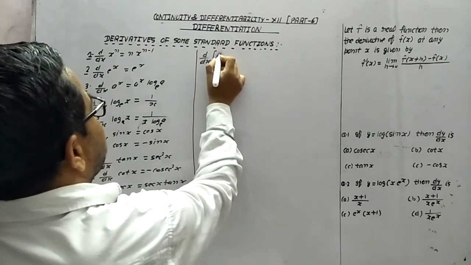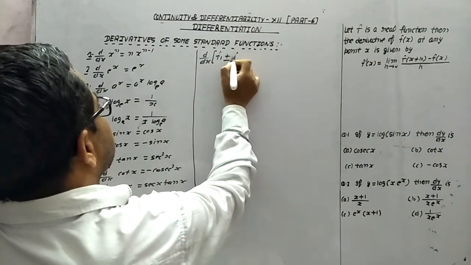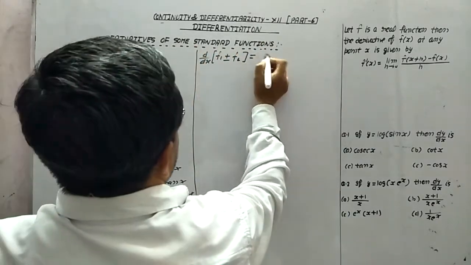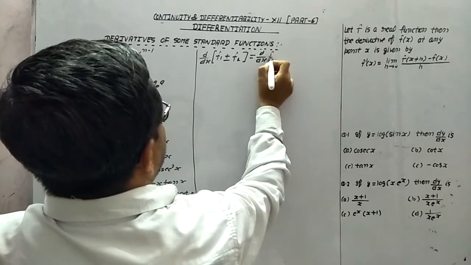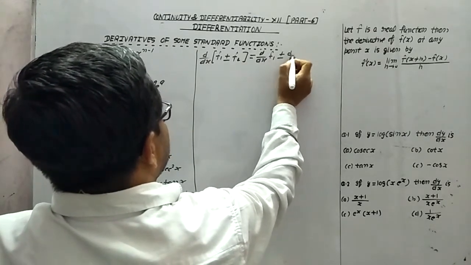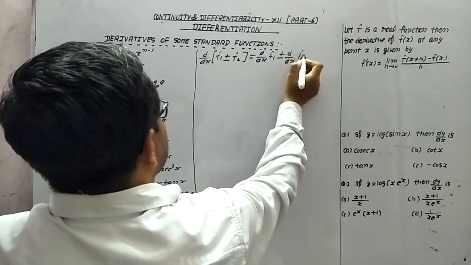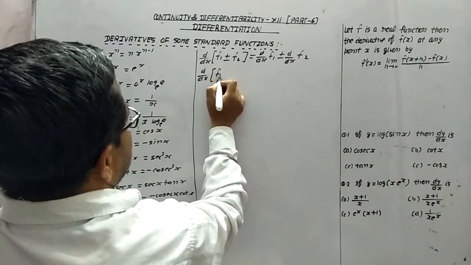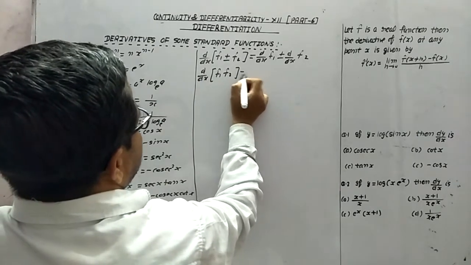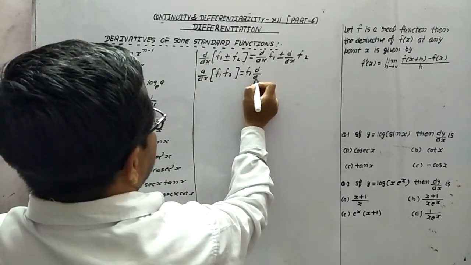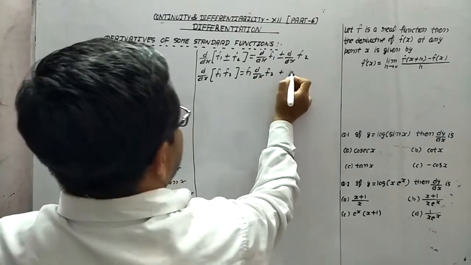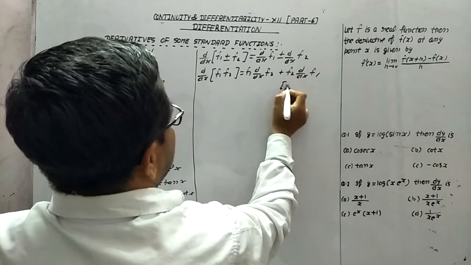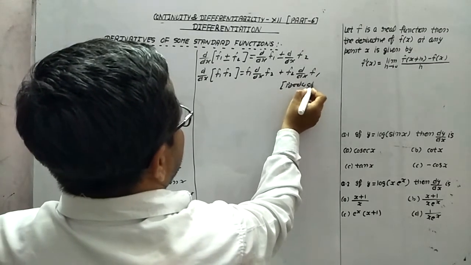If we have to find out the derivatives of two functions which are combined with the sign of addition or subtraction, then the rule is this: find out the derivative of the first function and then plus or minus the derivative of the second function. Then d by dx of the product is known as the product rule. And what is this? f1 as it is, d by dx of f2 plus f2 as it is, d by dx of f1. This is known as the product rule.